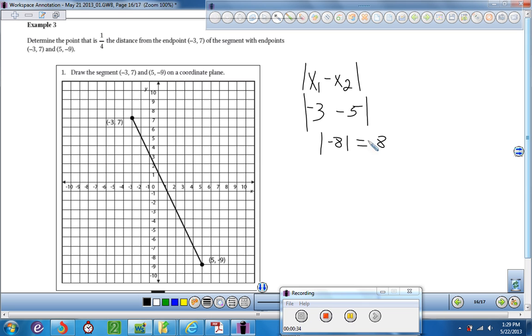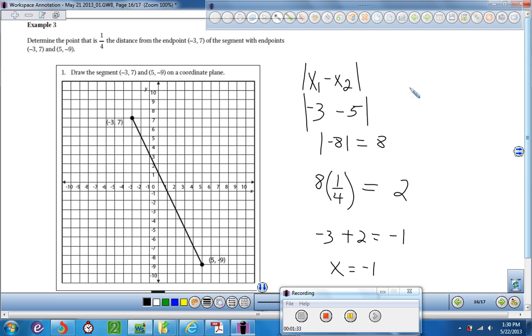Now what we're going to do is take that number and multiply it times 1/4. And that gives us 2. Now if you'll notice here, we're moving to the right for our x values. So we're going to take the value 2 and add it to the -3. So -3 plus 2 gives us -1. So our x value for 1/4 from here down to here is going to be -1. So that would be our x value.